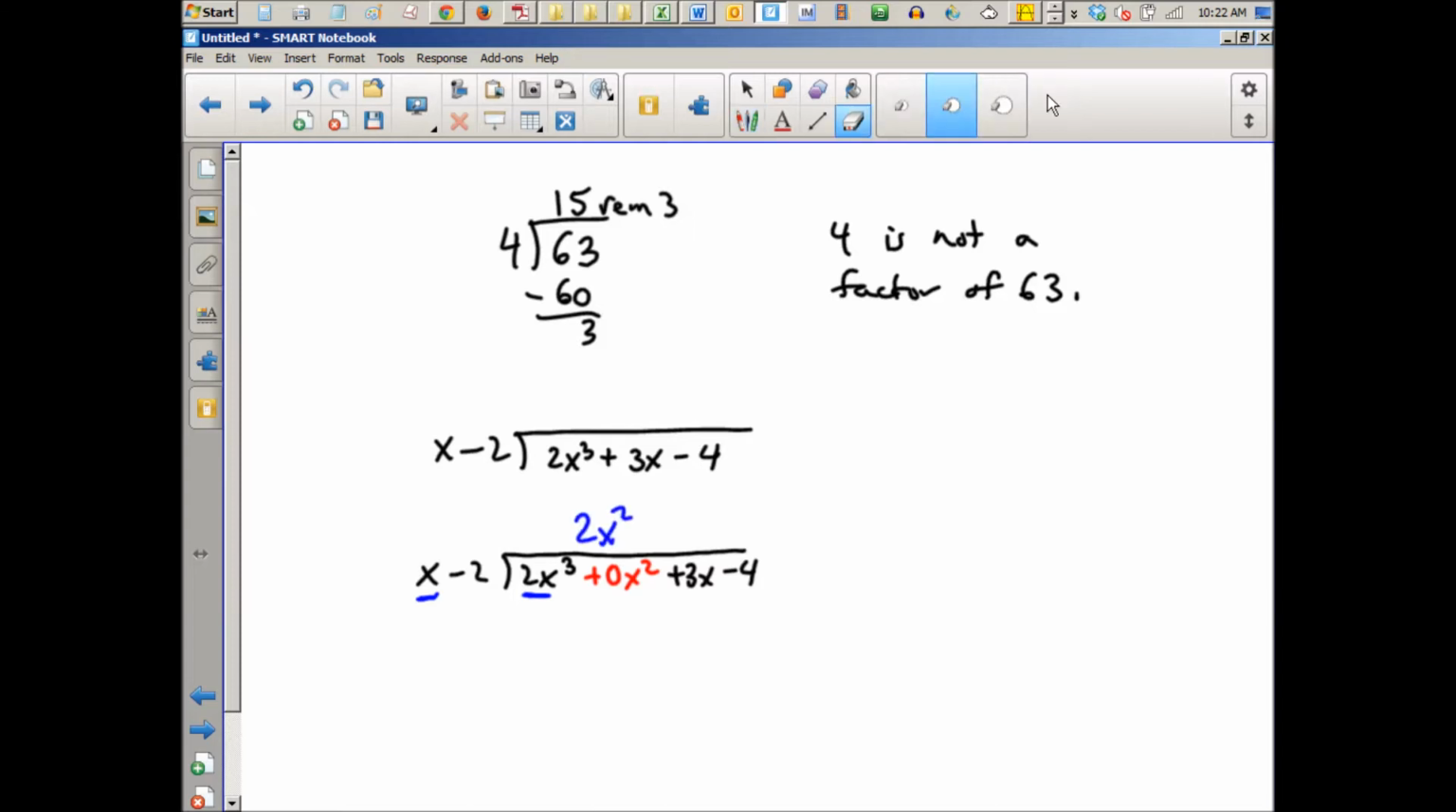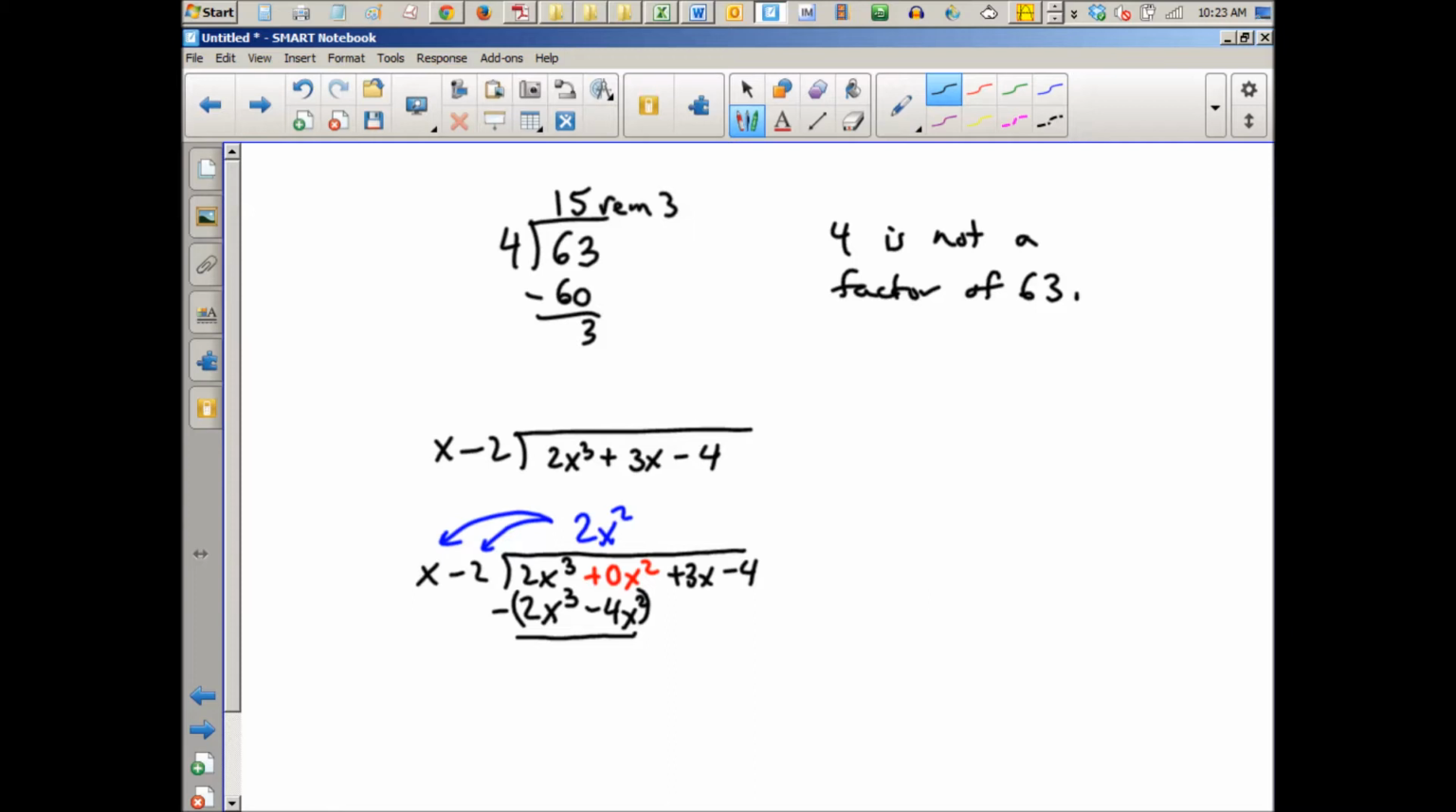All right. And I usually do this in pencil because there's a lot of erasing. Now I'm going to take that and multiply by this binomial in front. So what is 2x squared times x minus 2? It's 2x cubed minus 4x squared. And as you know, in long division, we always then subtract. What's 2x cubed minus 2x cubed? Just 0. What is 0x squared minus negative 4x squared?